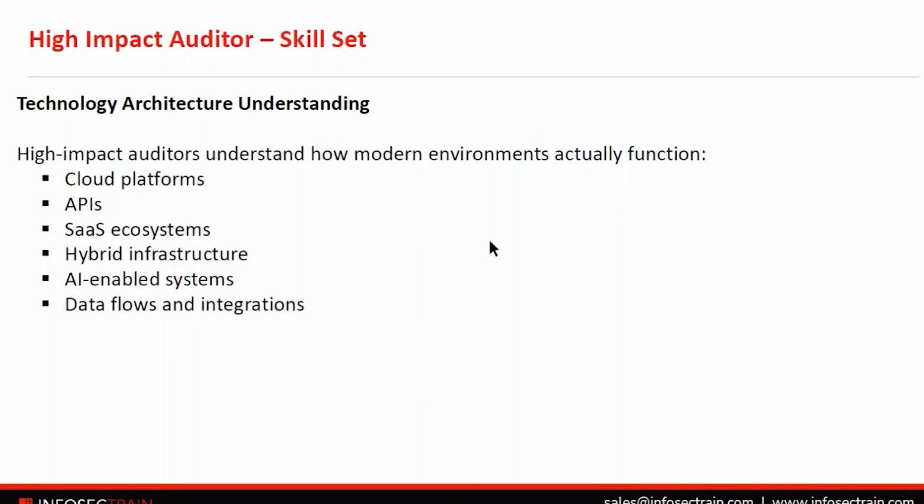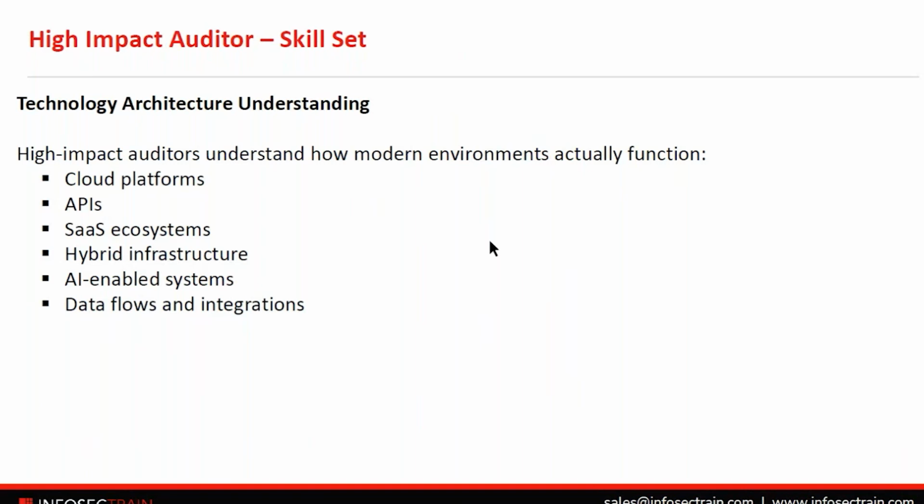You need to get familiar with the technology that is coming in or that is existing, right? 10 years back, it was digital, right? Cloud platforms, SaaS systems. Today, it is AI.